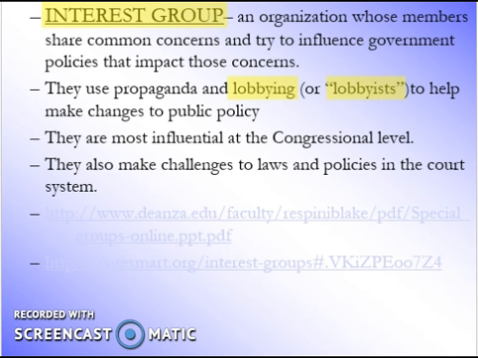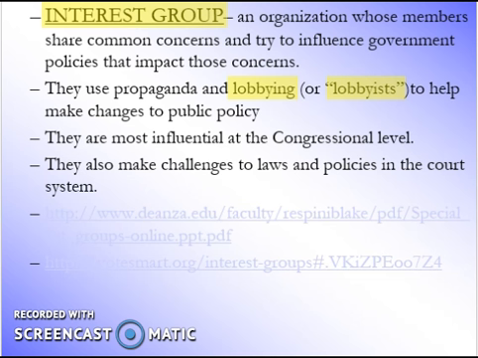Now, when we were looking at the word PAC, or Political Action Committee, we use the word interest group. An interest group is a little different. An interest group is an organization whose members share common concerns, and they try to influence government policies that impact those concerns. It seems like a political party, but it's very different. They focus on a particular interest for themselves, and again, it can be something like the NRA. They use propaganda techniques and lobbying, or lobbyists, to help make changes in public policy.